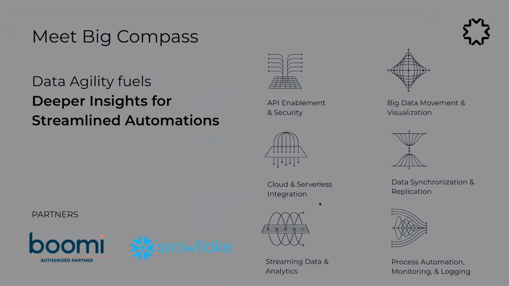All right, so just a quick introduction into Big Compass. We are an integration-based company. Our big message is we use data agility to fuel insights for streamlined automation. This can come up in a variety of different ways. We work in API enablement and security, as well as big data, and are pretty much willing to connect anything to anything else. But for today, we're focusing on two of our partners, Boomi and Snowflake. And of course, for Boomi, we're focusing on their DCP platform.